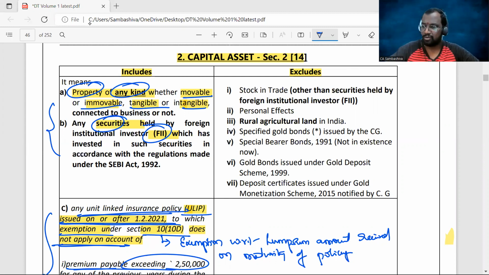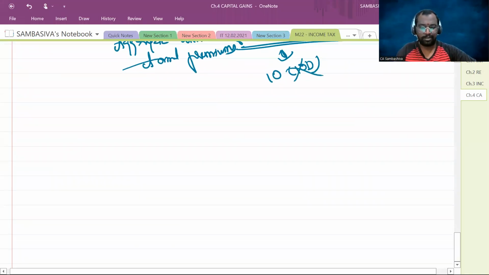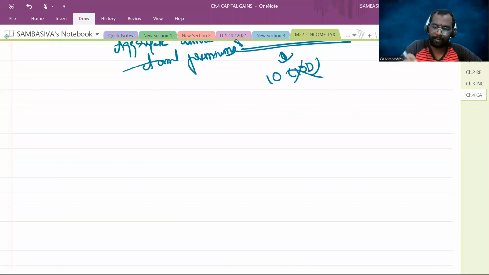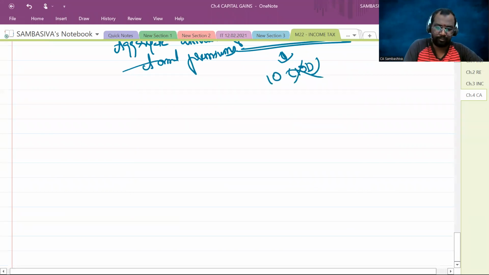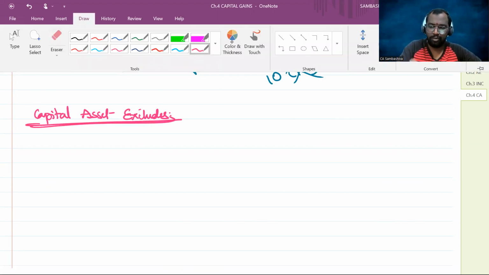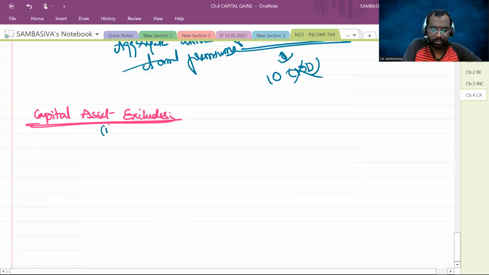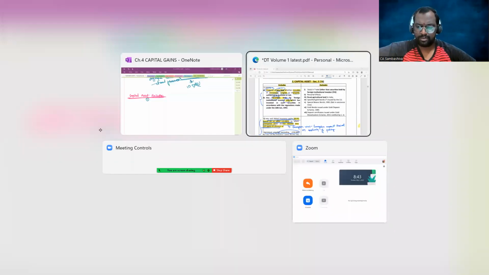Capital asset excludes. Everyone put the heading. Capital asset excludes. First one, capital asset excludes personal effects or stock in trade.